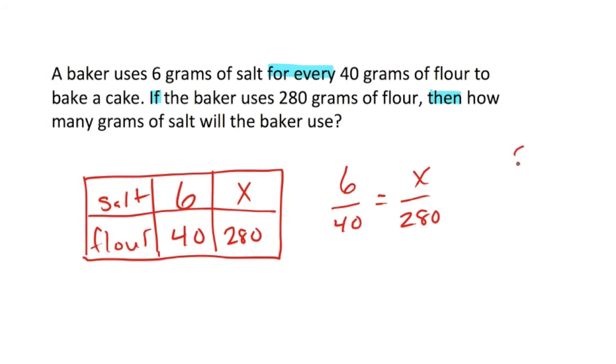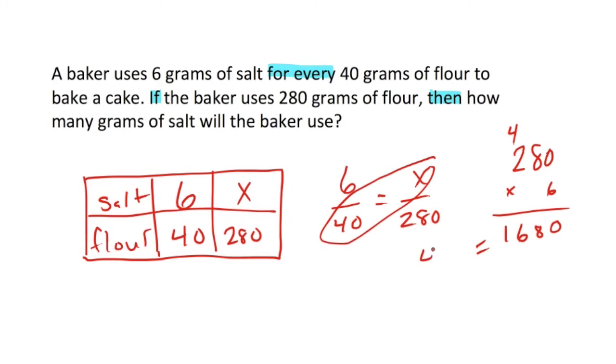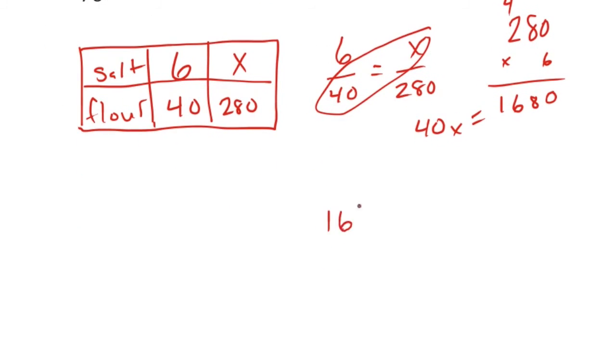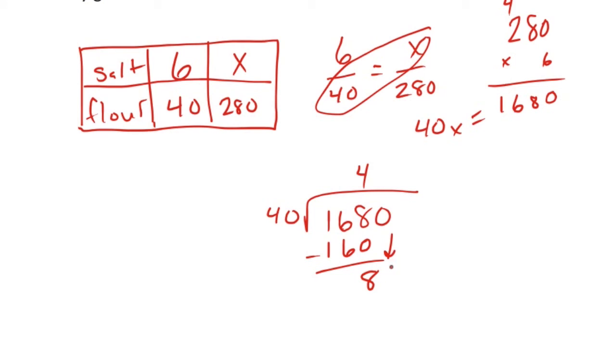So what we do is we multiply 280 times 6, which is going to give us 1,680 is going to be equal to the other side, which is 40x. Now we simply divide. 1680 divided by 40. 40 can go into, let's see, 168 4 times is going to be 160. Subtract and you get 8. Bring down the 0. We know that 40 goes into 80 twice. So our answer again is 42.